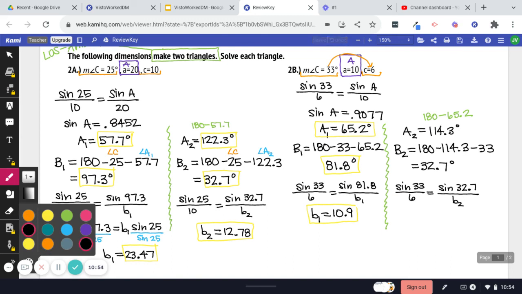6 sine 32.7 divided by sine 33. And we get 5.95. So cool. I love it. And that makes sense. It's a little bit smaller than 6 because 32.7 is a little bit smaller than 33. But it's super close and super cool. So definitely the toughest questions. Make sure you ask if you get stuck.